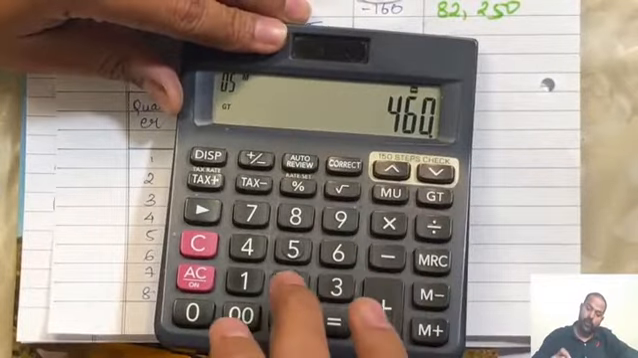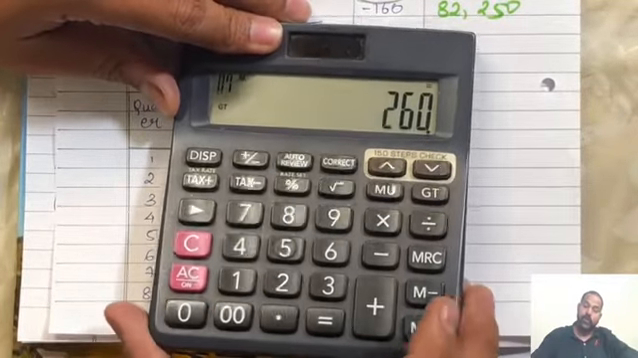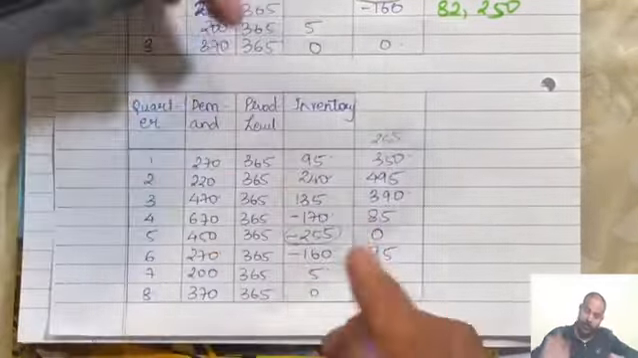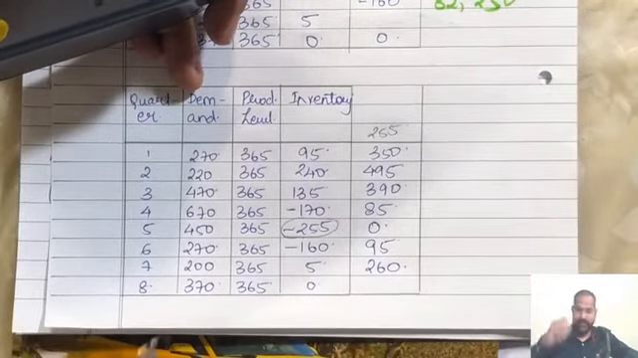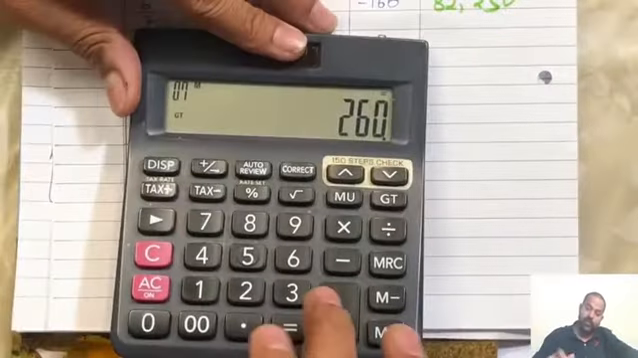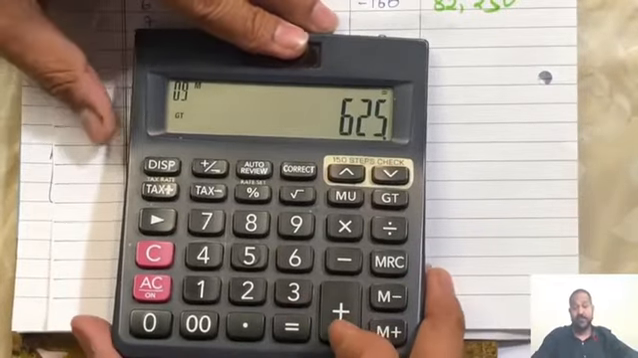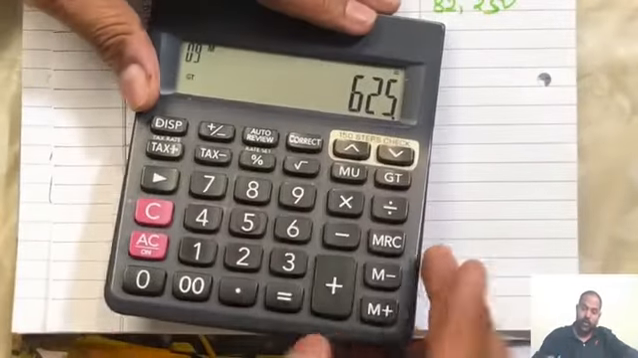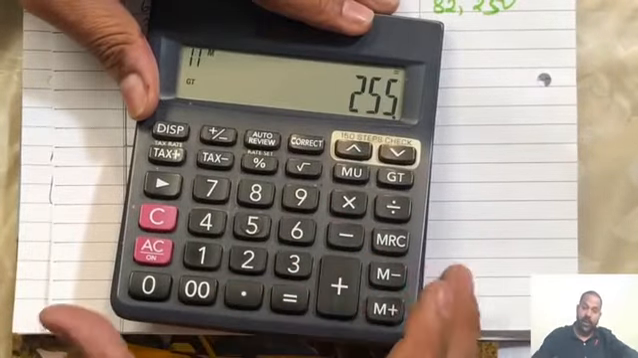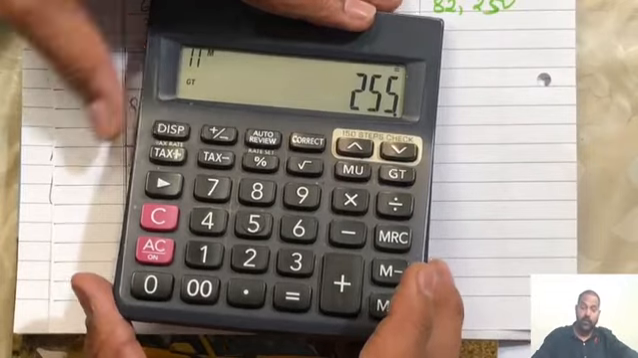Remove 200 from it and you are left with 260 units. The 260 that you have in the inventory plus the 365 that you will produce in this period is 625. But how much do you require? 370. Remove the 370 from it and you are left with a 255.